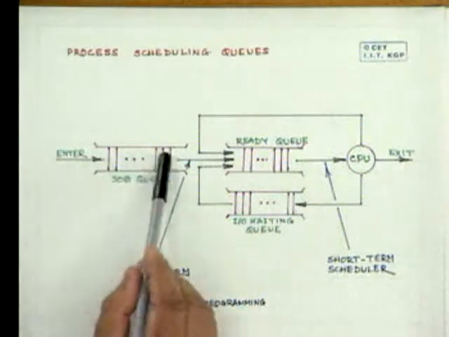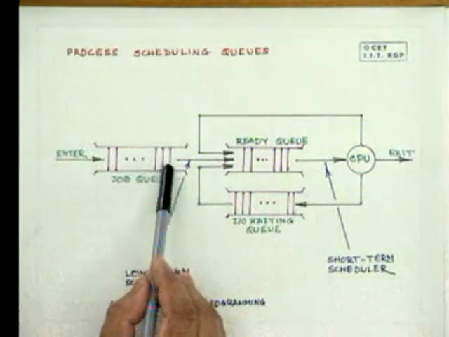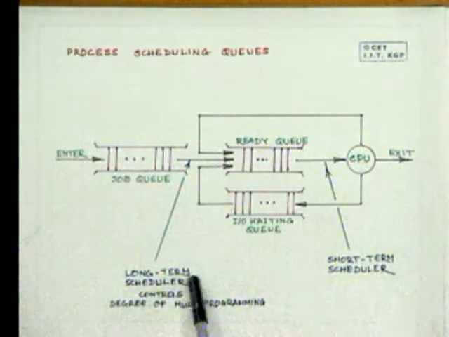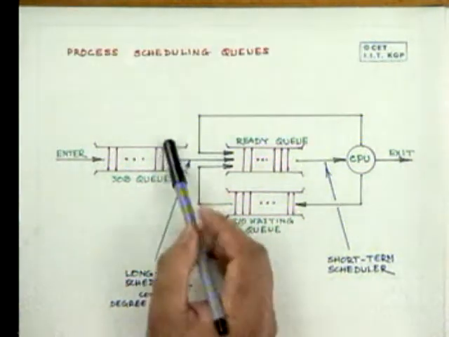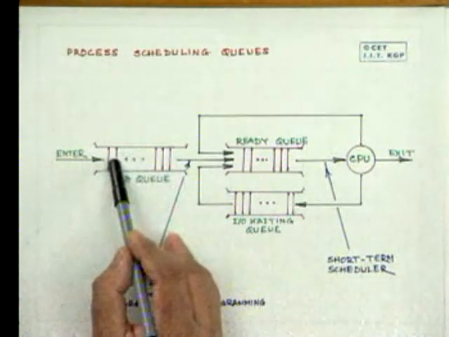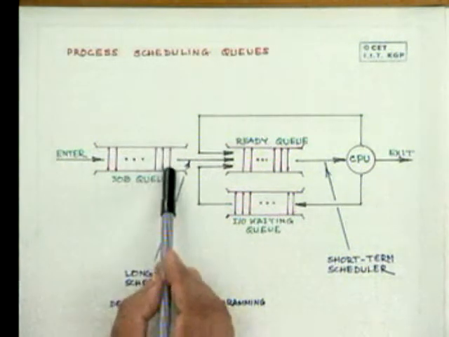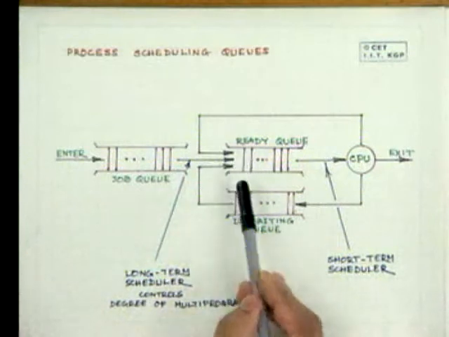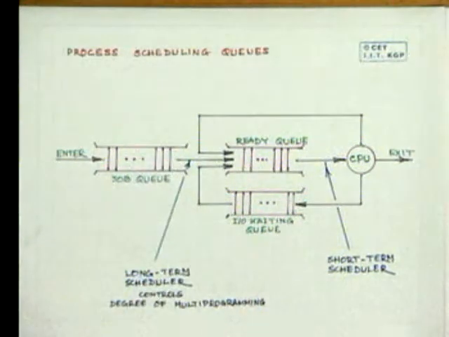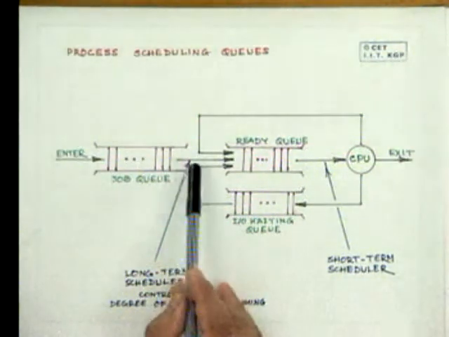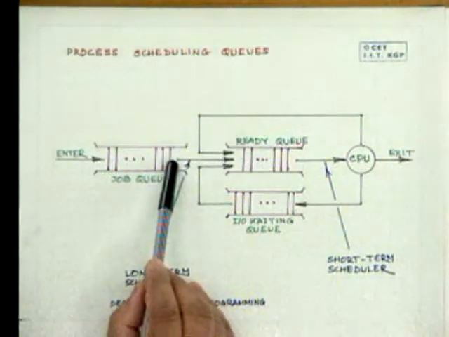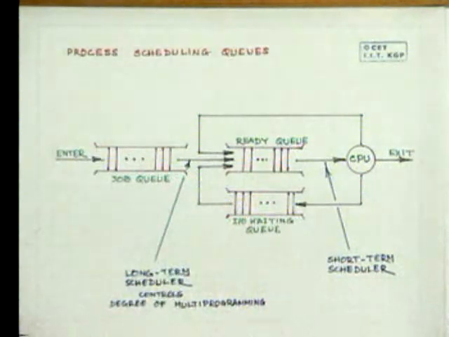Now, as the jobs are submitted, they remain in the job queue, and a long-term scheduler controls which particular job will be taken from here. That means which job should be put at the front of the job queue, taken, and put into the ready queue. How many jobs are to be taken from the job queue is also decided by this long-term scheduler. Which means that the long-term scheduler controls the degree of multiprogramming, because the degree of multiprogramming will depend upon how many jobs have been taken into the system.